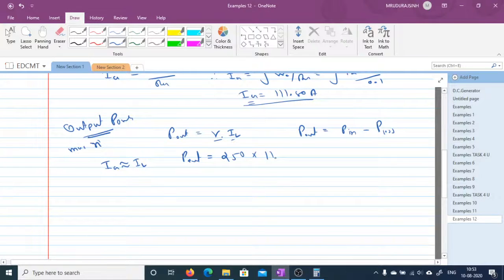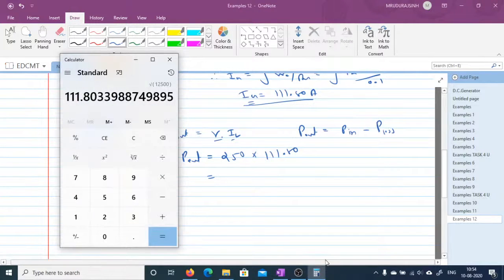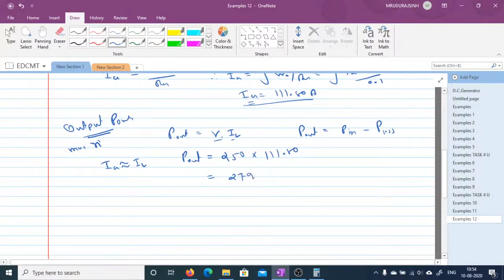So now if we solve the P output, then voltage is 250 volt multiplied by IL, which is 111.80, right? 111.80 multiplied by 250 gives us 27950.84, which is our P output, right? And why is this our P output at maximum efficiency? Because we have taken armature current at maximum efficiency, so this is output power at maximum efficiency, right? So this is what the thing is.